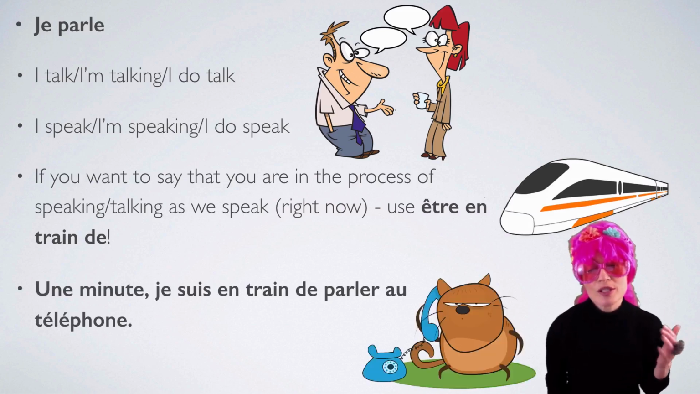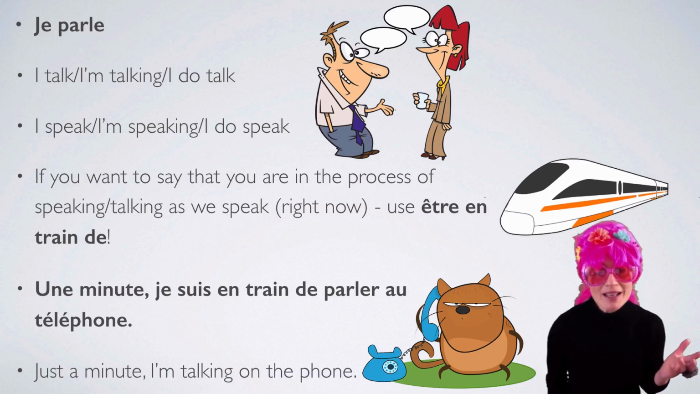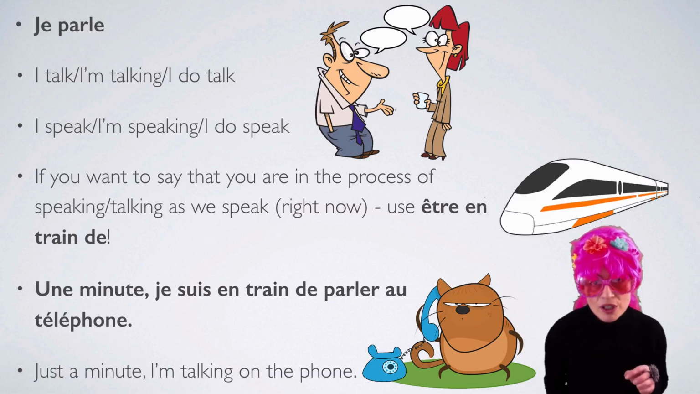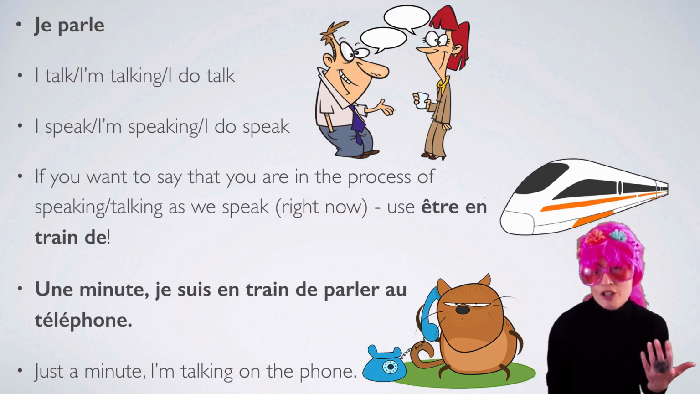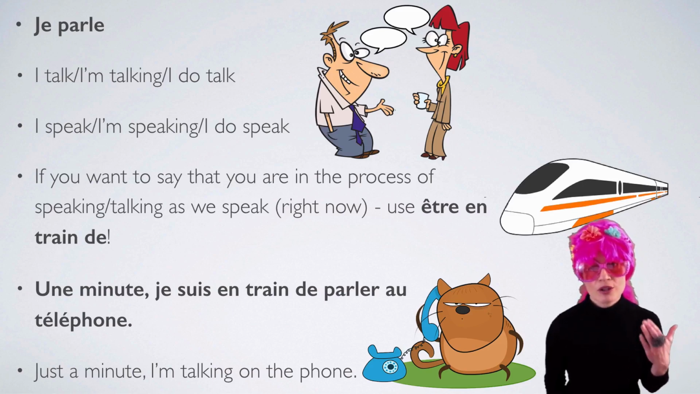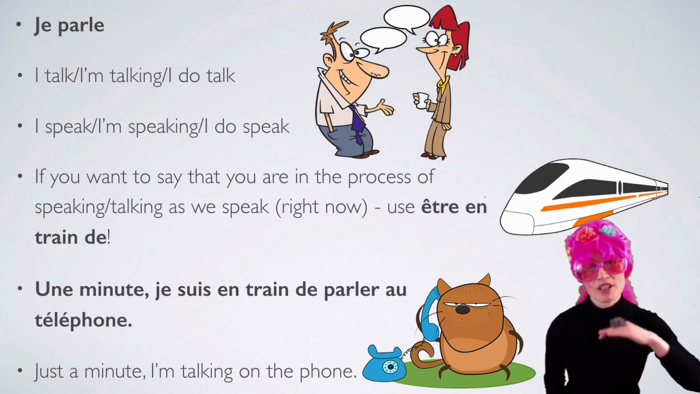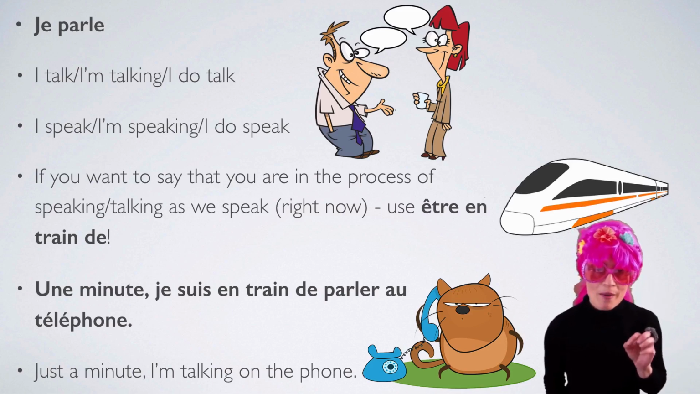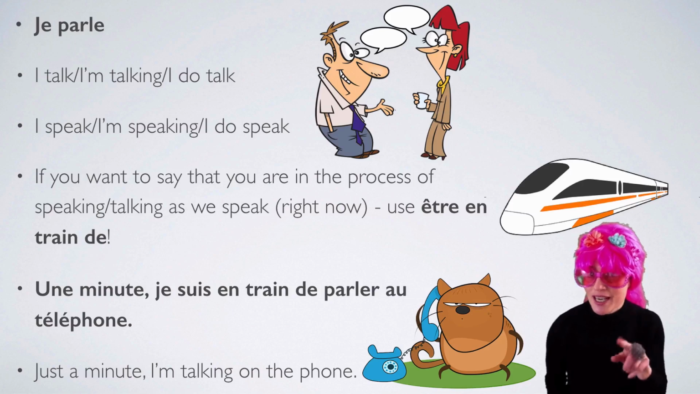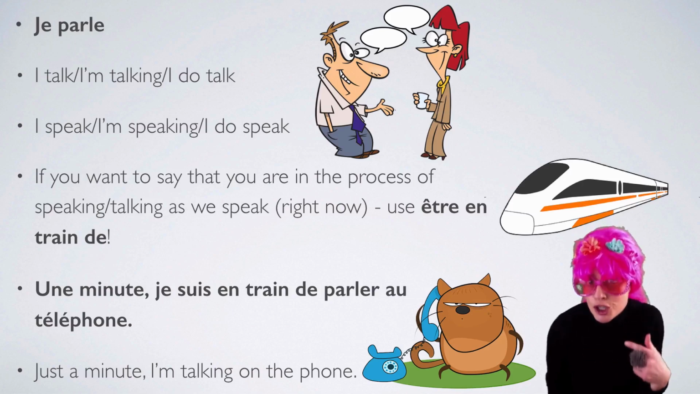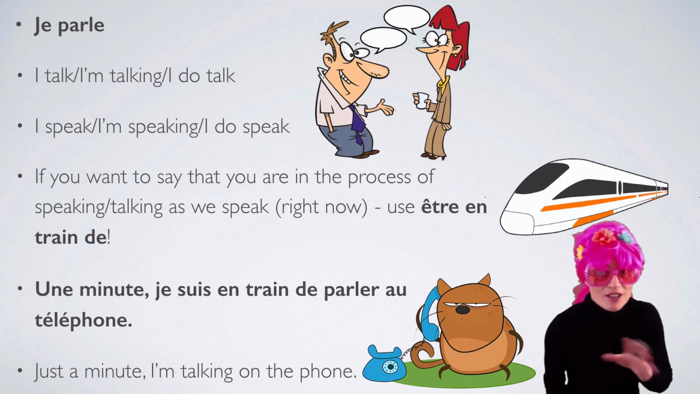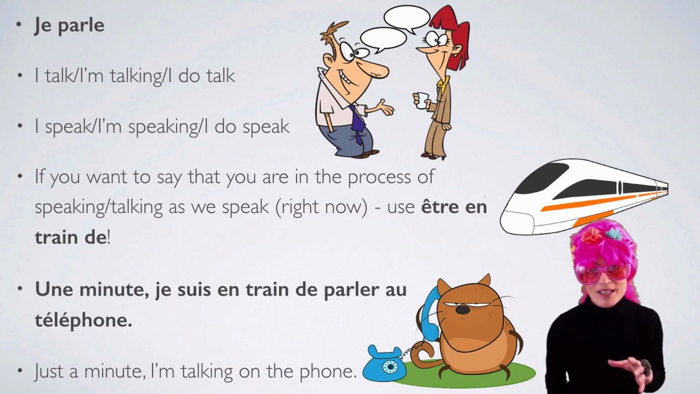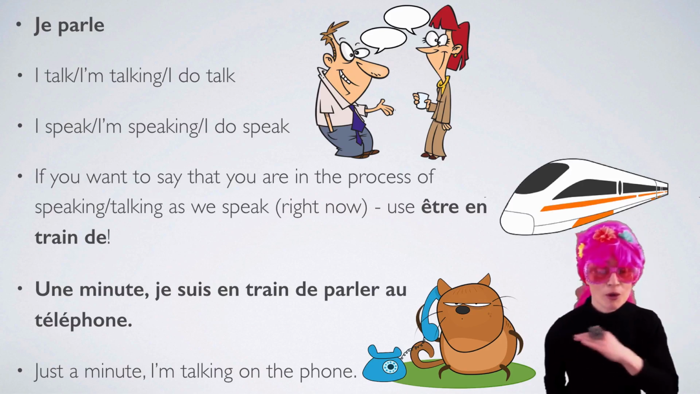Une minute, je suis en train de parler au téléphone. What does that mean? Just a minute, I'm talking on the phone. All right, so we would say just, they just say une minute. Je suis en train de, I'm right now in the process of speaking on the phone. Just give me a minute. In English, we might say the word just to say, I'm doing it right now. I'm just talking on the phone. So different languages express things in different ways. Être en train de plus your infinitive of any verb that you are doing right now.